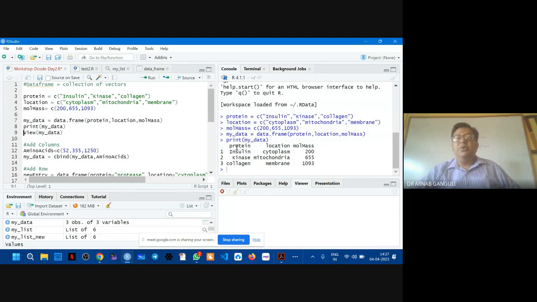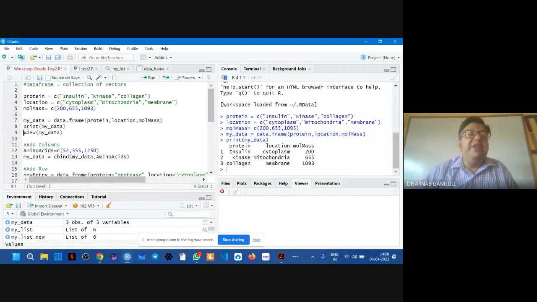Look, protein, location, molecular mass. Insulin, cytoplasm, 200. Kinase, mitochondria, 655 molecular weight. Next, I'm getting this, so it has compiled the data. So in this, what happens? This is known as the console.